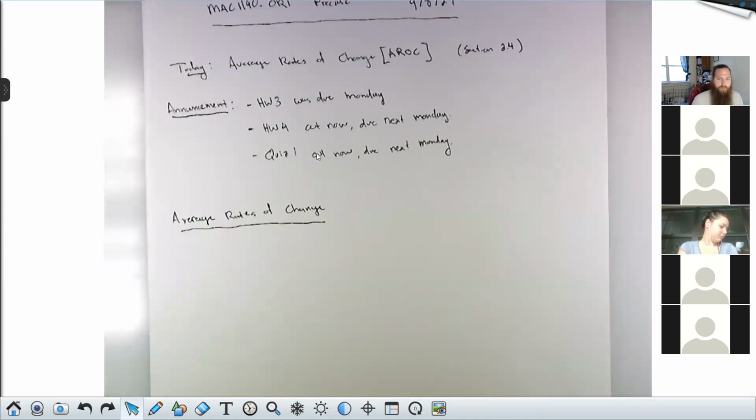I can begin by writing down the definition or drawing a picture, but I really think this is one of those things where it's best to begin with an example.